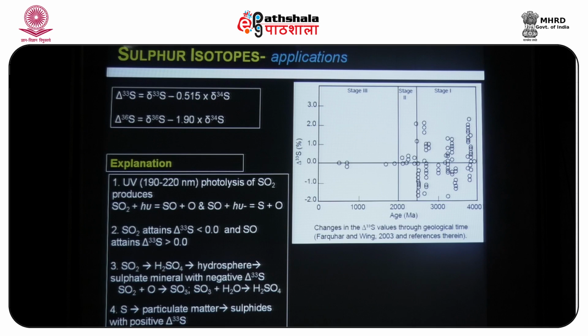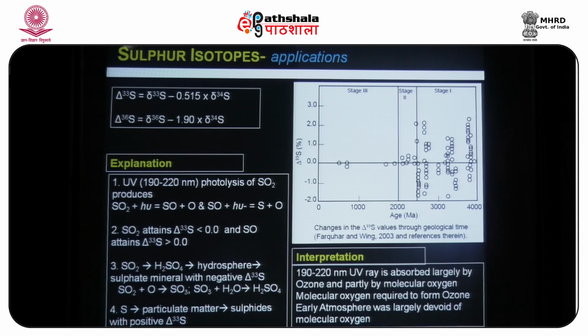Now, the question is, what is the implication or interpretation of this sort of observation? It is important to note that ultraviolet ray having a wavelength of 190 to 220 nanometer is absorbed largely by ozone and partly by molecular oxygen. So, if this ultraviolet ray has to be present in the early atmosphere, then ozone must be absent, because the presence of ozone will absorb this ultraviolet ray and there will not be any ultraviolet ray available to photolyse this SO2 and cause this MIF signature.